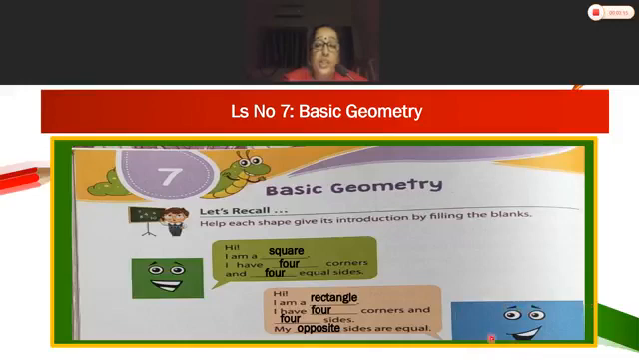Okay, but in the square we saw all 4 equal sides. But in the rectangle we saw that only the opposite sides are equal. Yes? Hi, I am a rectangle. I have 4 corners and 4 sides. My opposite sides are equal.